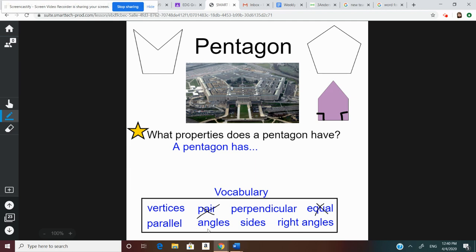But a pentagon will always have 5 angles and 5 sides. And then again, it can have right angles, but it does not always have to have right angles in order to be a pentagon. Pentagon is interesting in which it doesn't have to have a right angle to be qualified as one. It only needs to have 5 sides and 5 angles.